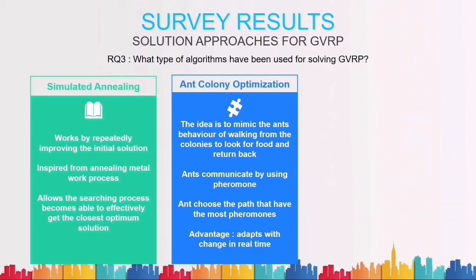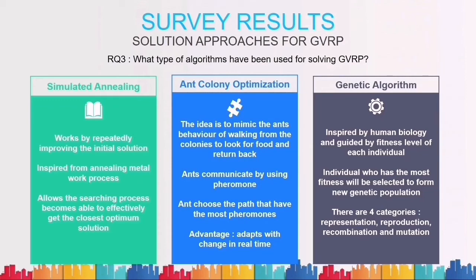The advantage of ant colony optimization over any link and genetic algorithm is that ACO adapts to change in real time. Genetic algorithm is a local search technique in meta-heuristic solutions which is inspired by human biology and guided by the fitness level of each individual. The fittest will be selected and the chromosomes are modified to form a new genetic population. It can be categorized into four categories, which are known as representation, reproduction, recombination, and mutation.